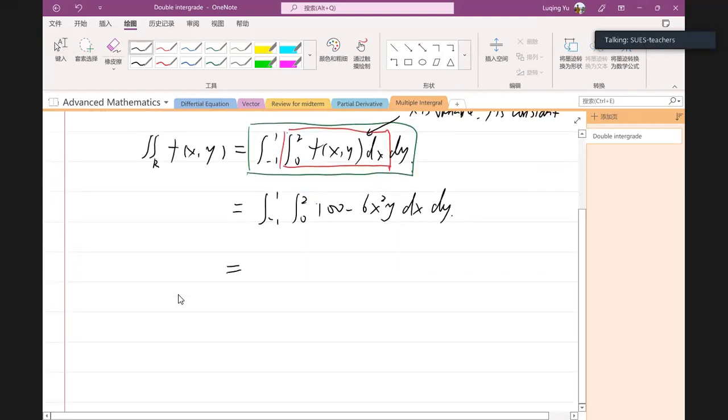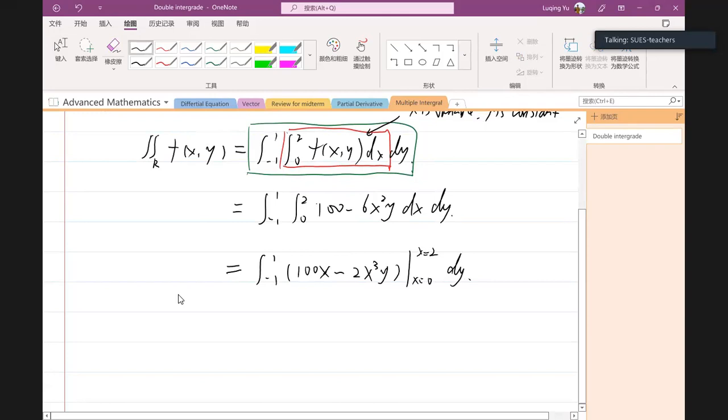So here we're just doing simpler integrals. So what we can do is -1 to 1, and you are integrating. The integral of 100 over x is 100x, and because here is x squared, you get x cubed times 1/3, so it is going to be 2 times x cubed times y, with x from 0 to 2, and dy.